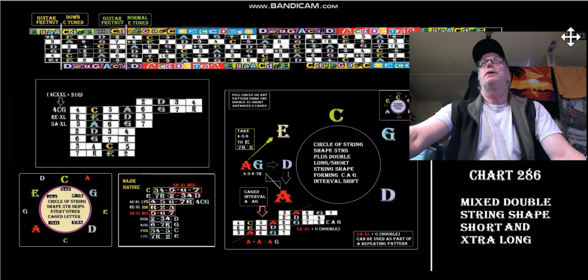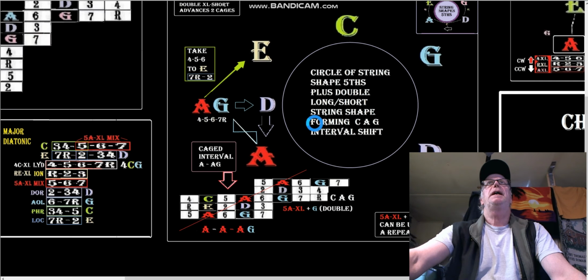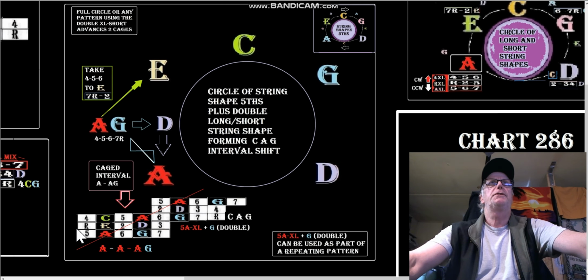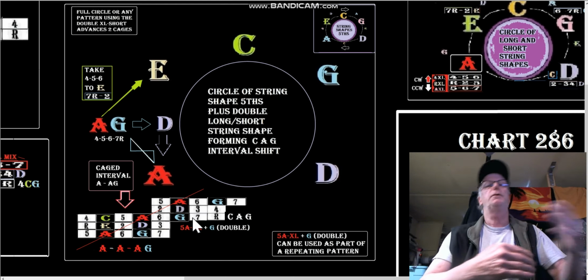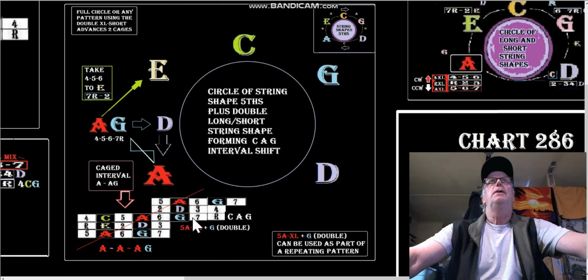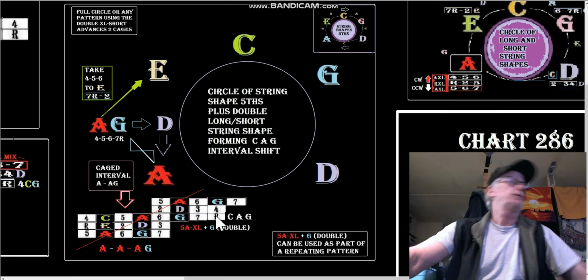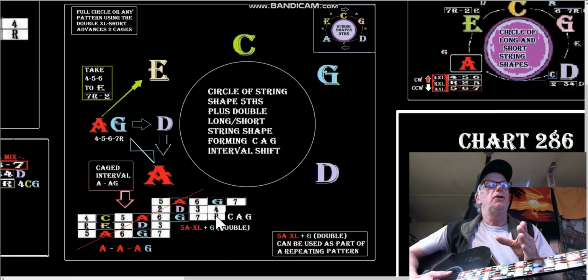Okay, and so we start with chart 286, mixed double string shapes, short and extra long. It's about this extra long string shape that I'm adding in here. So it's the 4, 5, 6, 7 string shape that I actually refined it to. What I've done is I've taken 2 steps forward and 1 step back, like Paula Abdul's song. So I'm not too concerned with the 6, 7 root part. So we have this really long, super long thing.